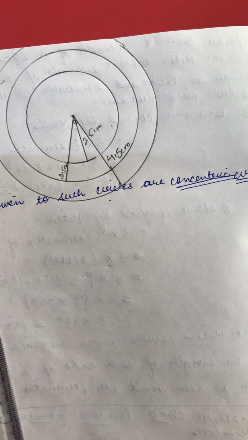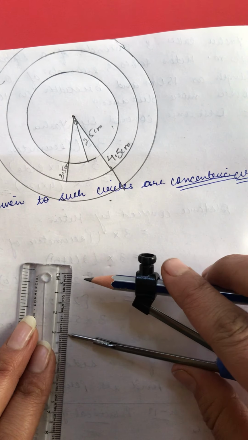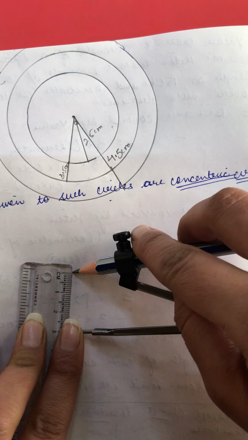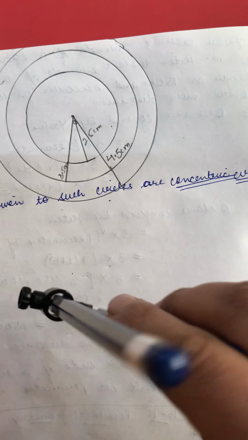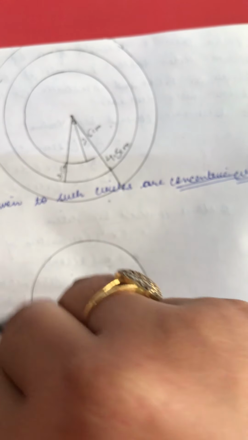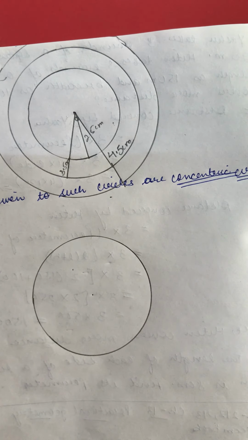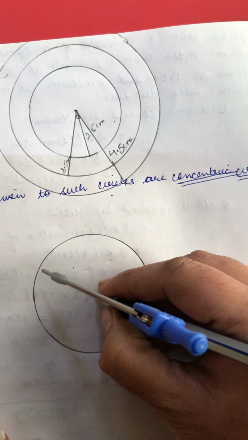Next, third question is, draw a circle with center O, draw another circle whose boundary passes through O. Okay, we don't have radius, so we can open any radius. I am taking the radius as 3 centimeter. So I am drawing a circle with the radius 3 centimeter like this, and I am giving the name to this circle center as O.